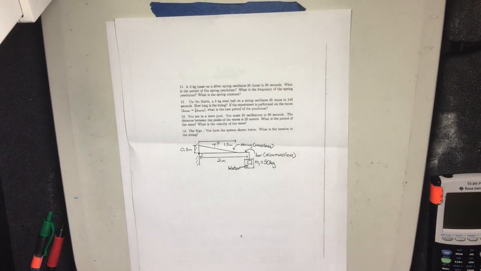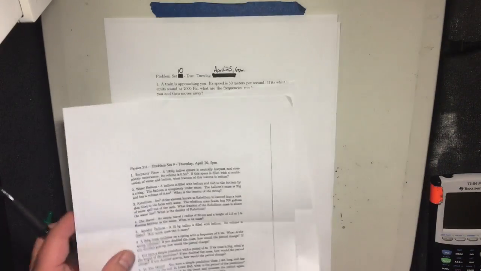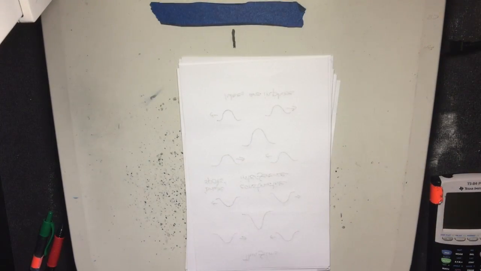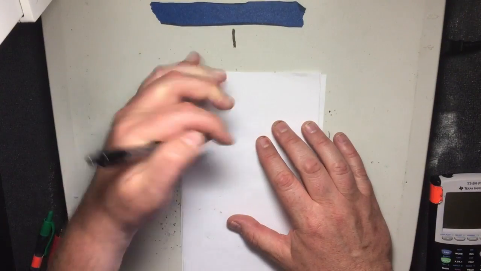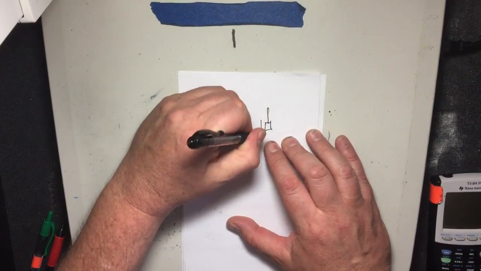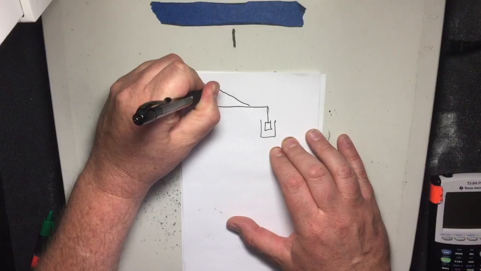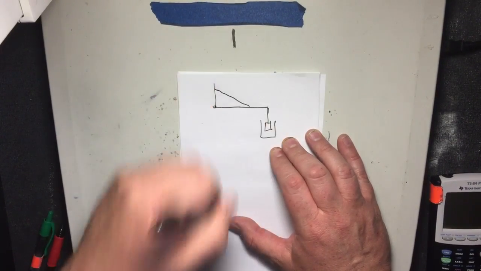Problem 14 is similar to the nightmare problem from Monday. Now what I'm going to do is do a few of the steps and then you guys really can do the rest on your own. In 14, we have a mass in water, we have a string tied to the wall. This is a bar that can move up and down.